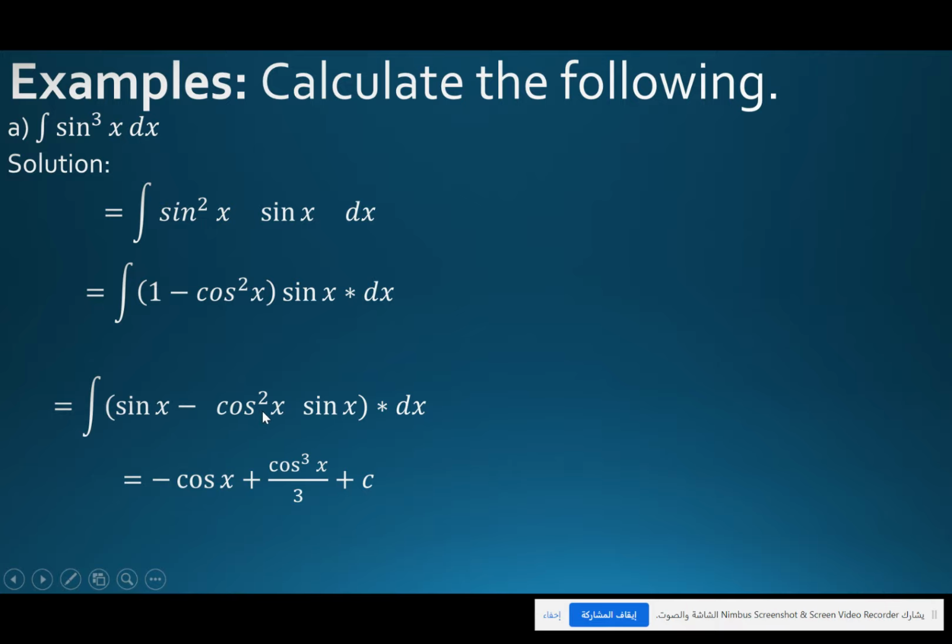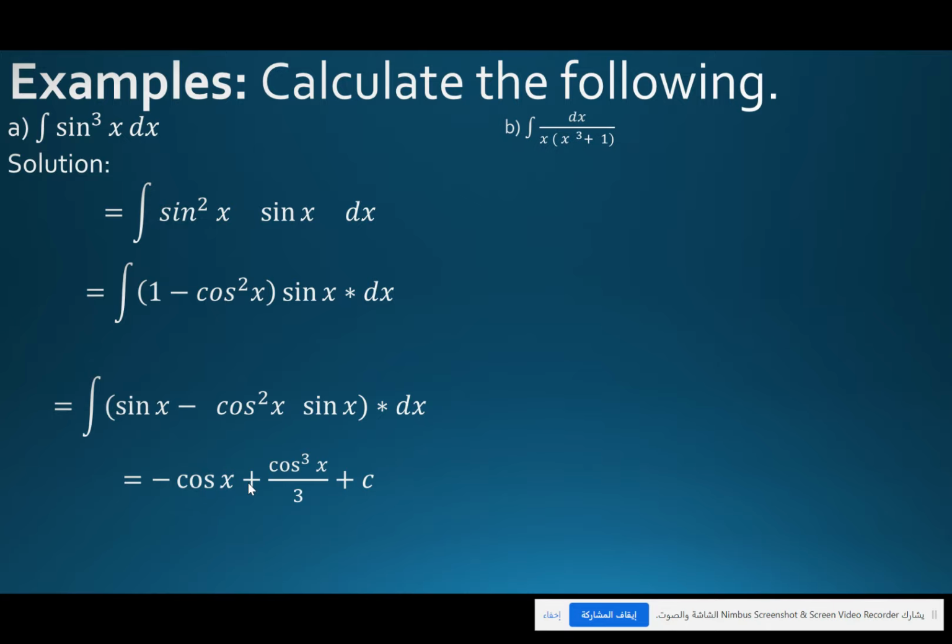So here, and remember the derivative of, or sorry, if you are going to integrate cosine, you always have to make a negative beside it. So negative times the negative is positive. This is the idea for the first one.